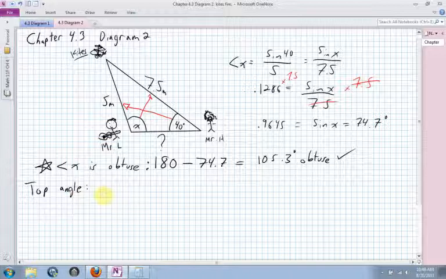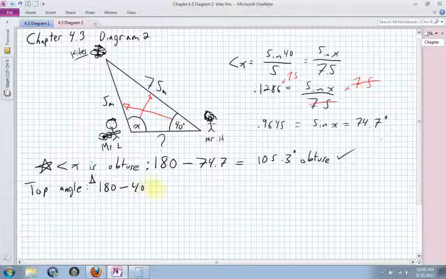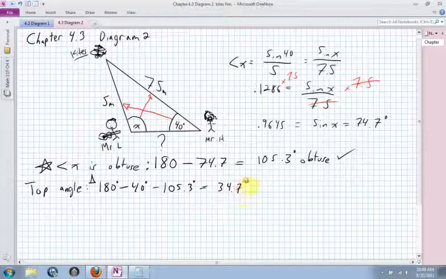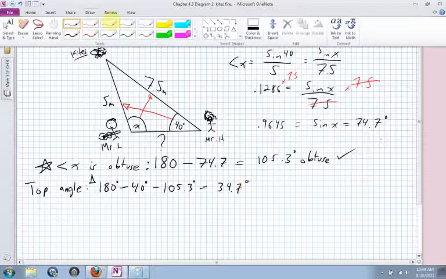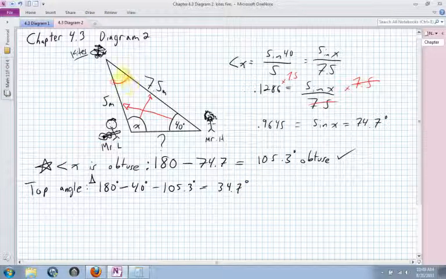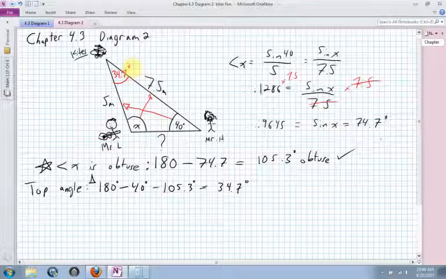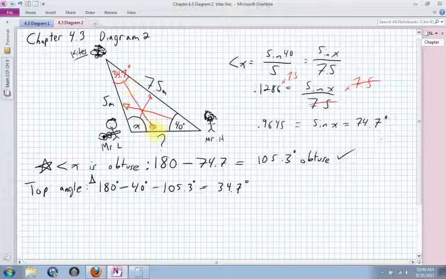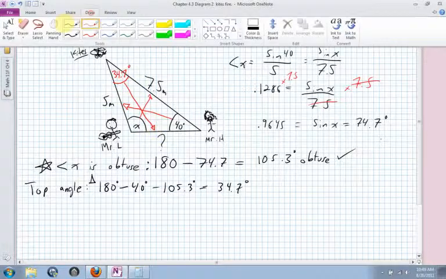And the top angle, I start off with 180 degrees. Now this is for an entire triangle. It's 180 degrees minus my 40, which is the bottom, and then minus the x angle, which I just found, which is 105.3, and that leaves me with 34.7 degrees. That's the top angle. So I can fill that one in. Top angle up here is 34.7 degrees. And that's going to help me find the question mark, which is right across from it.